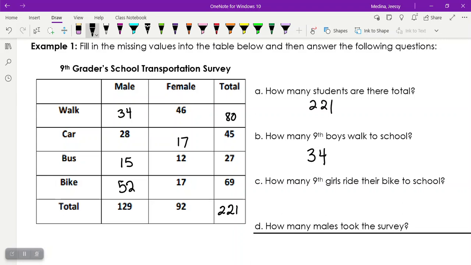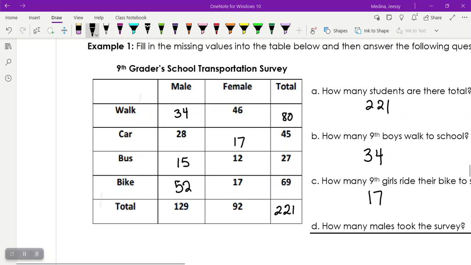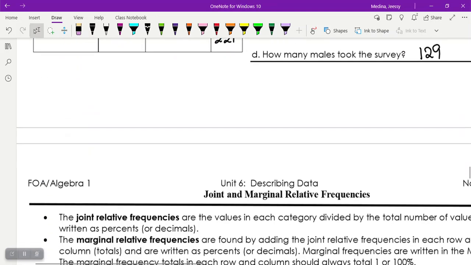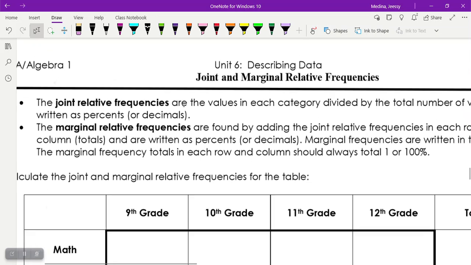Okay, so how many ninth grade girls ride the bike? And how many males took the survey? Okay, so you have the basic skills of being able to read the graphs. Now we're going to take it to the next step and talk about relative frequencies.